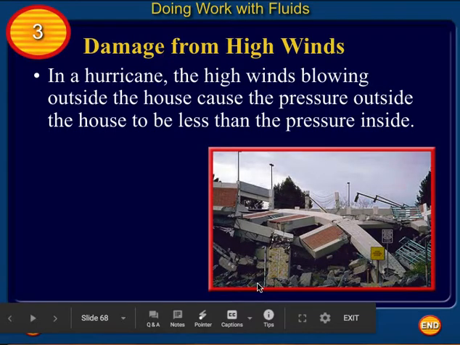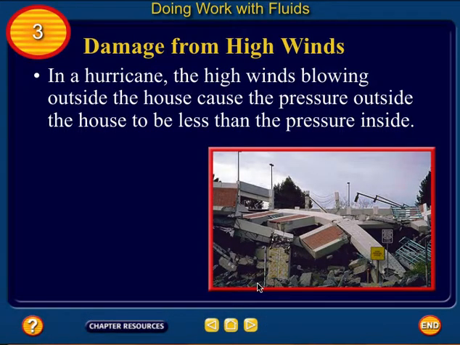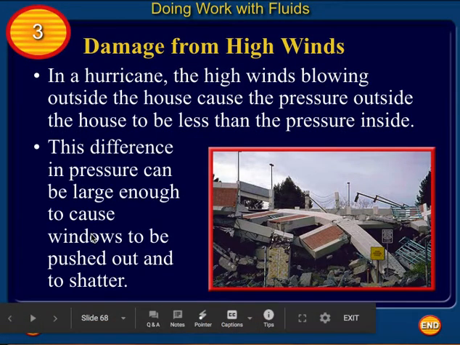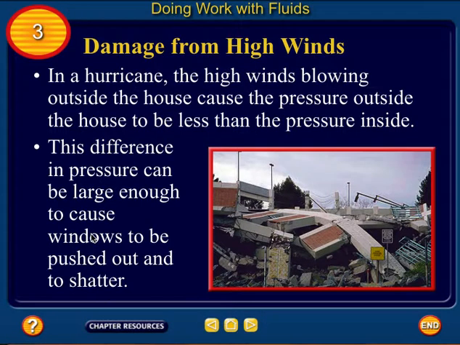This can also be seen in different types of natural disaster events such as hurricanes and tornadoes. In a hurricane, the high winds blowing outside the house cause the pressure outside the house to lower, to be less than the pressure inside. The difference in pressure can be large enough to cause windows to be pushed out and to shatter.